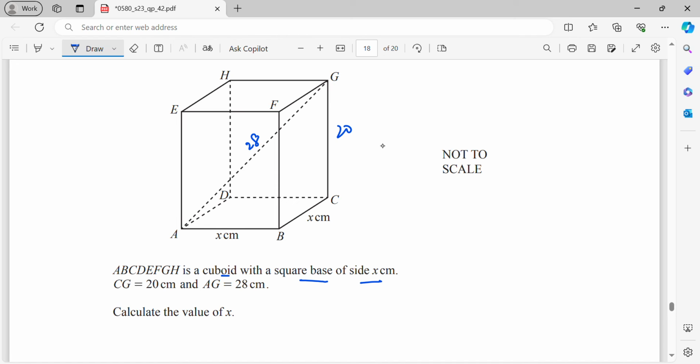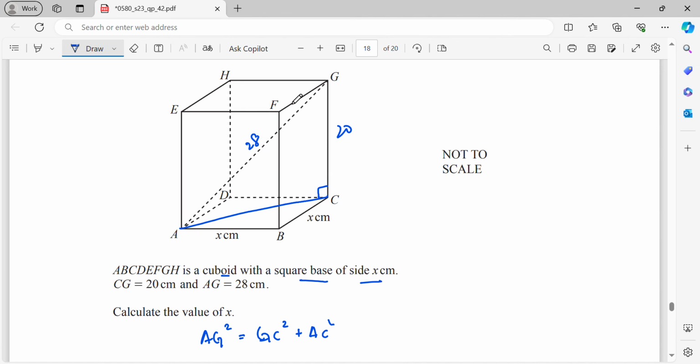Okay, now to get the x, since you are given AG and GC, just join these two lines, and here is 90 degrees because ABCD is the base. Alright, so when it is a right angle triangle, then we can solve for AC using the Pythagoras theorem. So I will write AG squared equals GC squared plus AC squared. So this is the Pythagoras theorem.